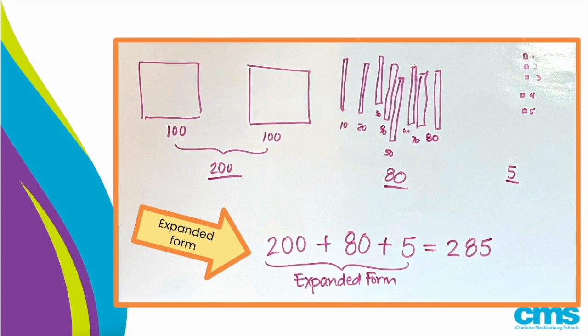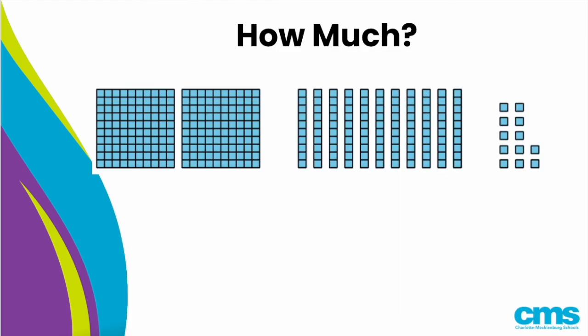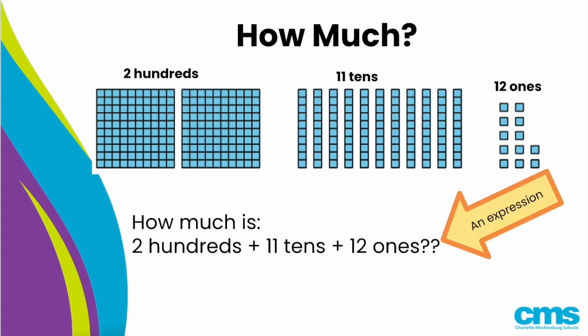One problem that 2nd graders are going to encounter is how do you decide how much you see when the number of hundreds, tens, and ones goes past 10? In other words, how much is this? I see 2 hundreds and 11 tens and 12 ones. So exactly how much is this?